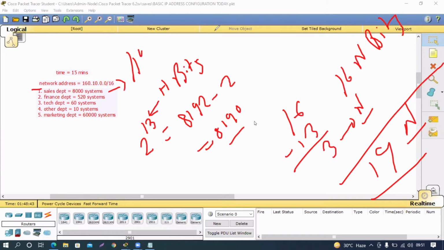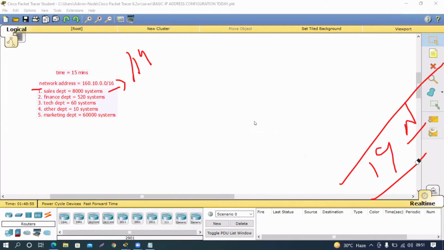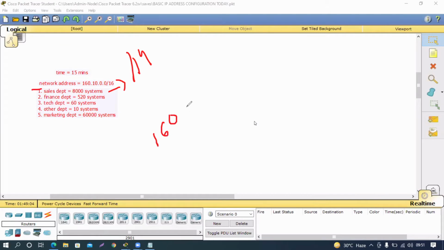Tell me the first valid host address. The first valid host address will be 160.11.0.1/19. The block size is 256 minus 224, which is 32. That is your first valid host. Then your last valid host and broadcast.